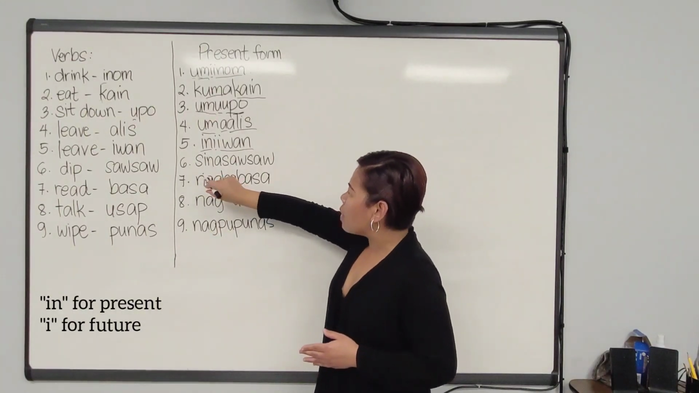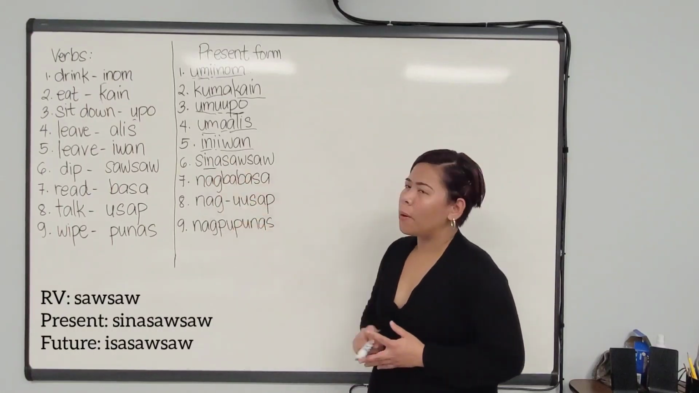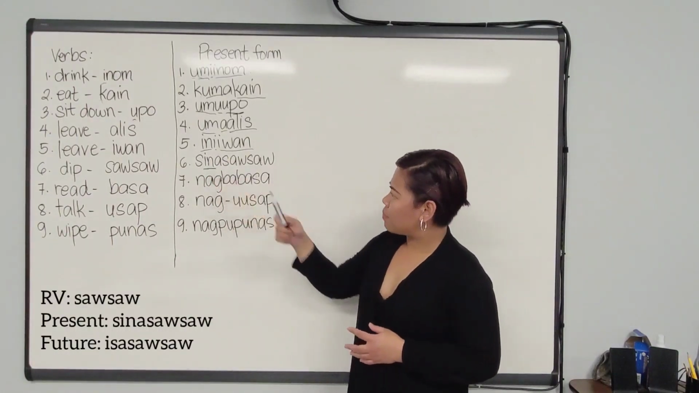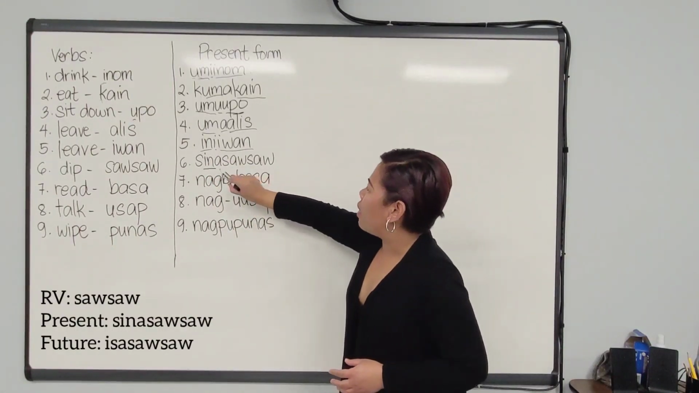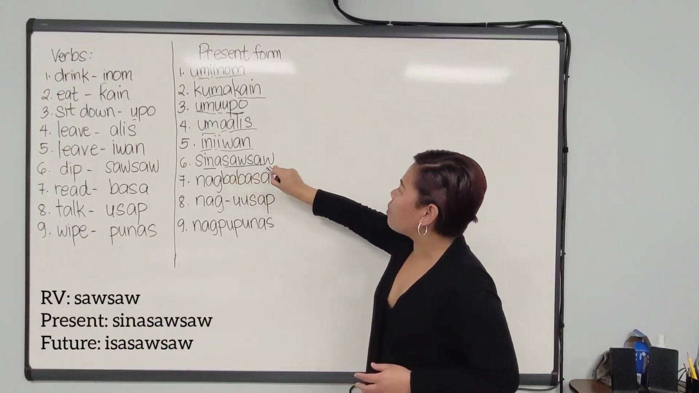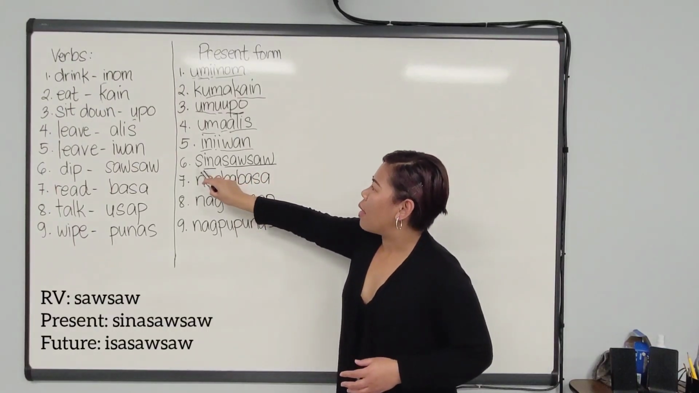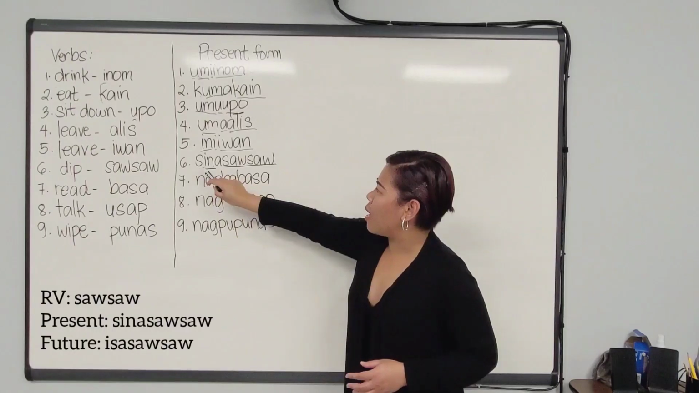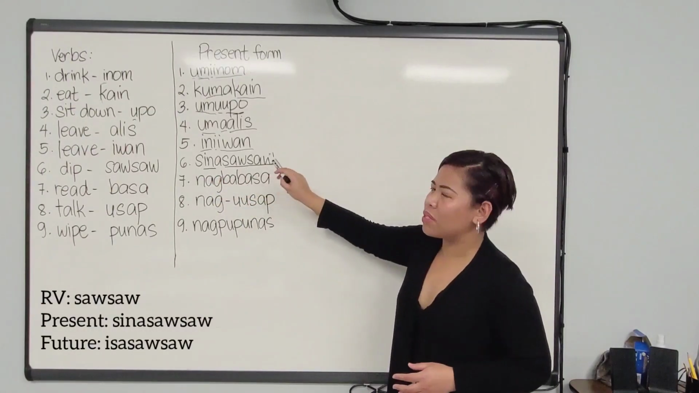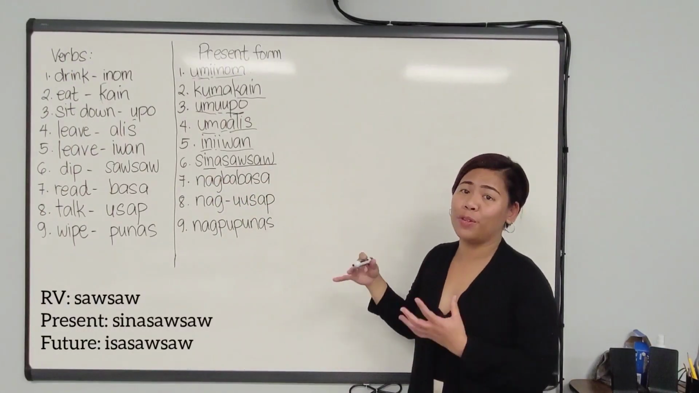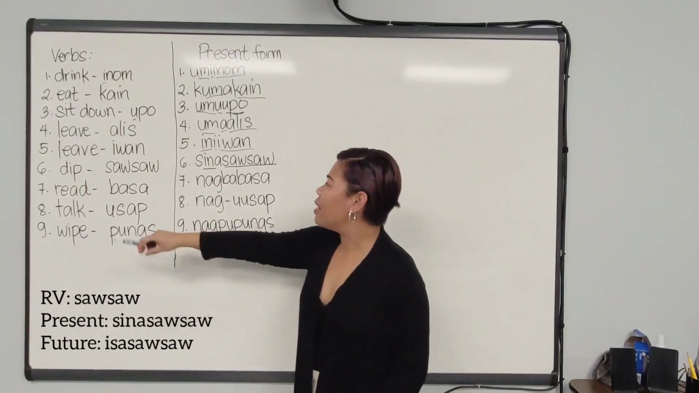So this is our infix, and then the root word is sausaw. Now there's an extra S and A there. Sa sausaw. Sa sausaw is the future tense as well of the verb.